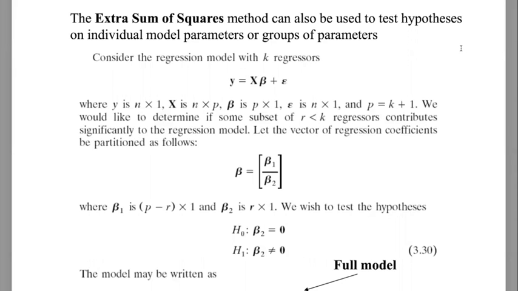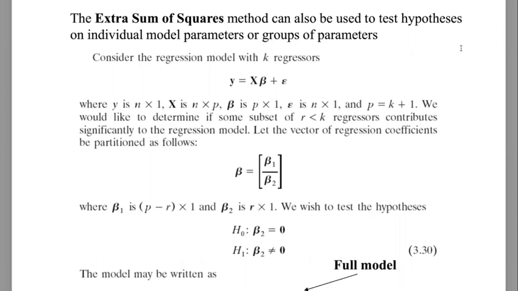Now, how do we go about conducting the test? Well, we're going to use what's called the extra sum of squares method or principle to come up with the appropriate way of testing hypotheses on individual parameters, but also, and perhaps more interestingly, on groups or collections or subsets of the beta coefficients.